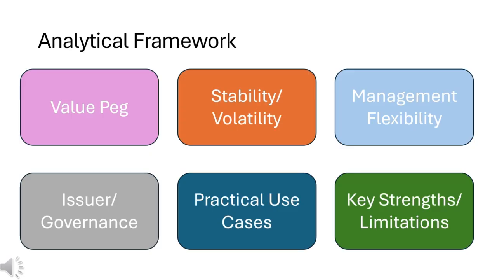Let me begin by establishing our analytical framework. Although stablecoins, the gold standard, and cryptocurrencies have vastly different technical structures, we can compare them using 6 key criteria. First, the value peg, what each system's value is linked to. Second, stability and volatility characteristics. Third, management flexibility and discretion. Fourth, issuer and governance structures. Fifth, practical use cases. And sixth, key strengths and limitations.